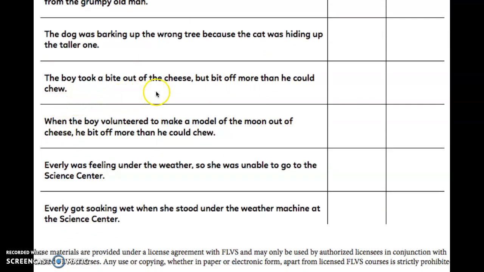The boy took a bite out of the cheese, but bit off more than he could chew. Mark your answer. When the boy volunteered to make a model of the moon out of cheese, he bit off more than he could chew.